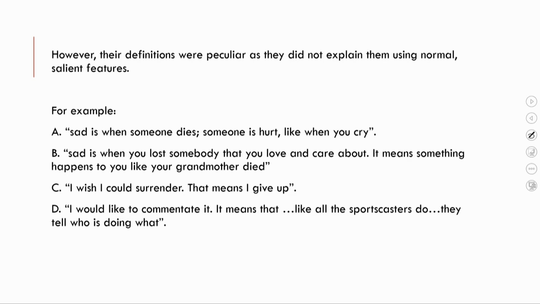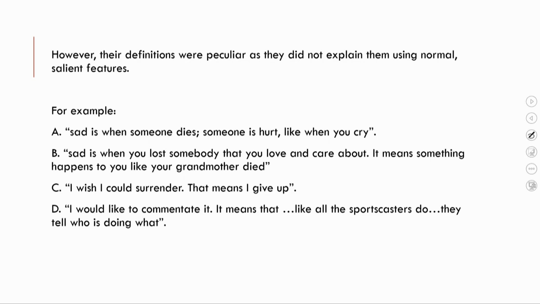So, for example, in one case somebody says sad is when someone dies, someone is hurt, like when you cry. Another, sad is when you lost somebody that you love and care about, it means something happens to you like your grandmother died. I wish I could surrender, that means I give up. I would like to commentate, it means that like all the sportscasters do, they tell who is doing what.